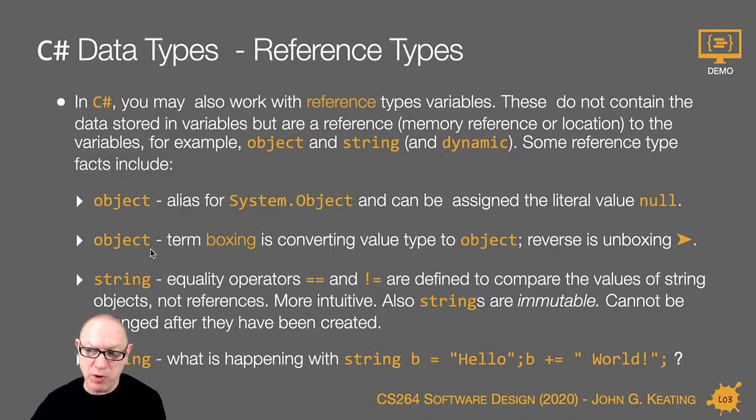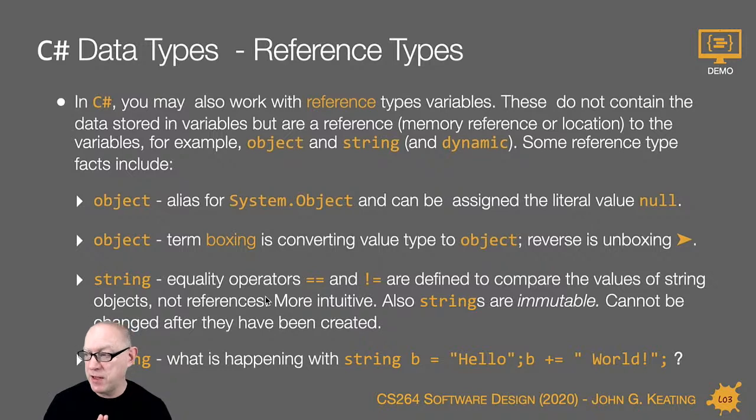Okay, so we'll see a little bit more about boxing and unboxing in an example in a few minutes, okay? So the other one would be string. Strings are interesting because they are reference types, okay? And so you can use the equality operators equals and not equals. They're actually defined to compare the values of the string objects, not the references, because it's more intuitive for us. And that's really nice for us.